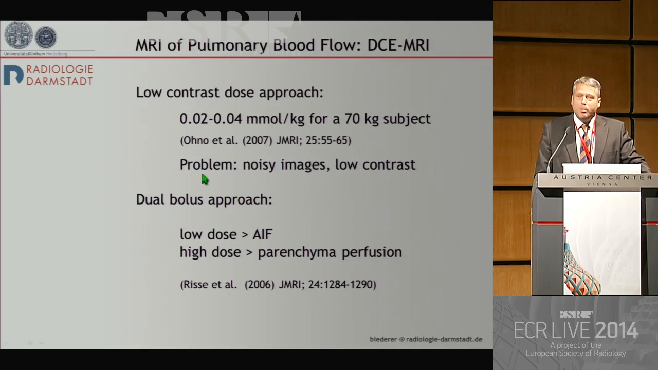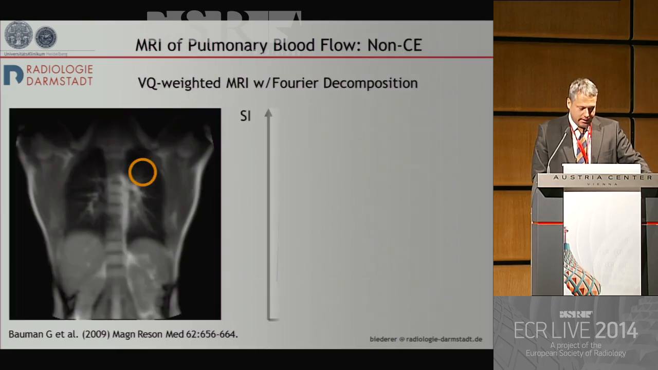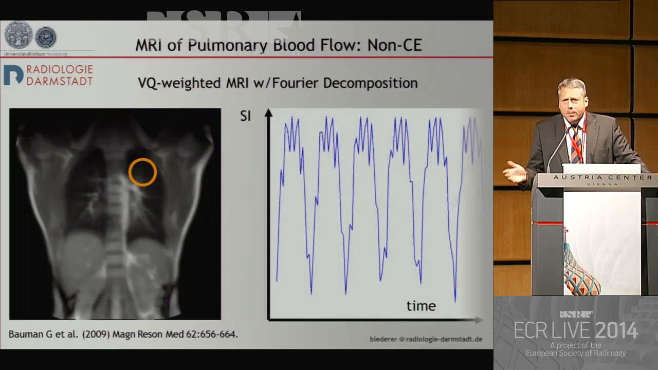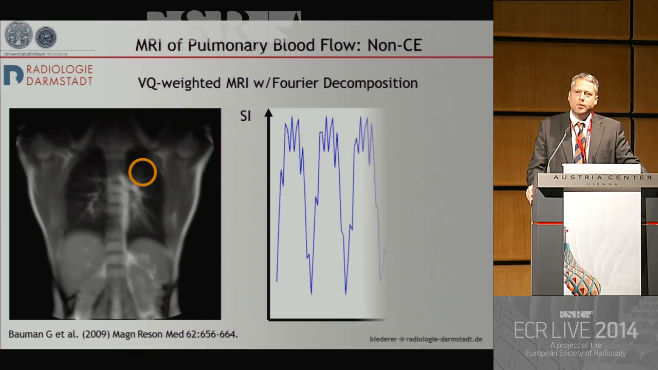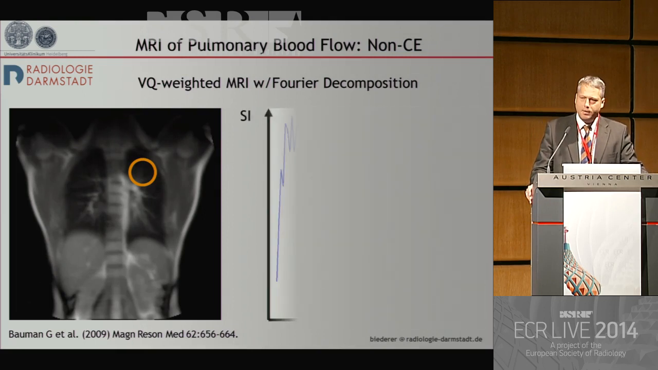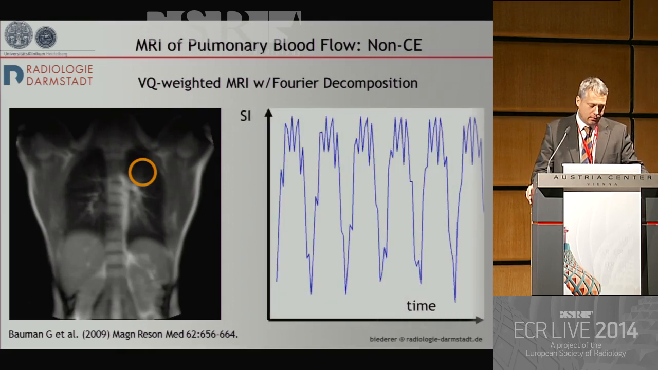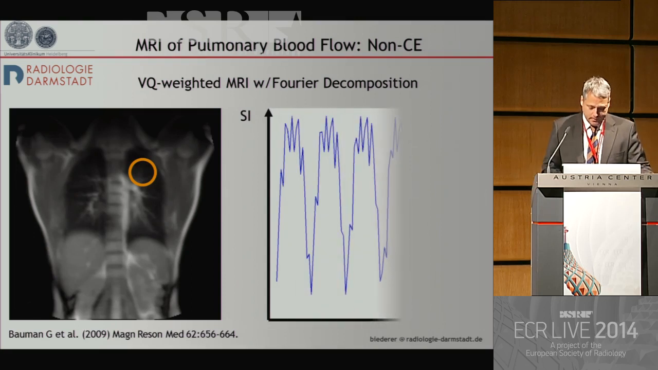Or you may use a dual bolus approach. Use a low dose to get the arterial input function and a high dose for the parenchymal perfusion. However, it is not that easy. Maybe things will get easier during the next years to come, because this is probably the most promising technique that we have so far.